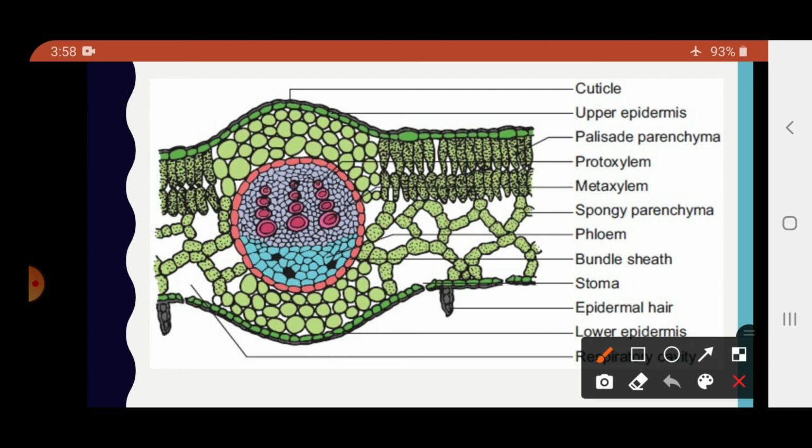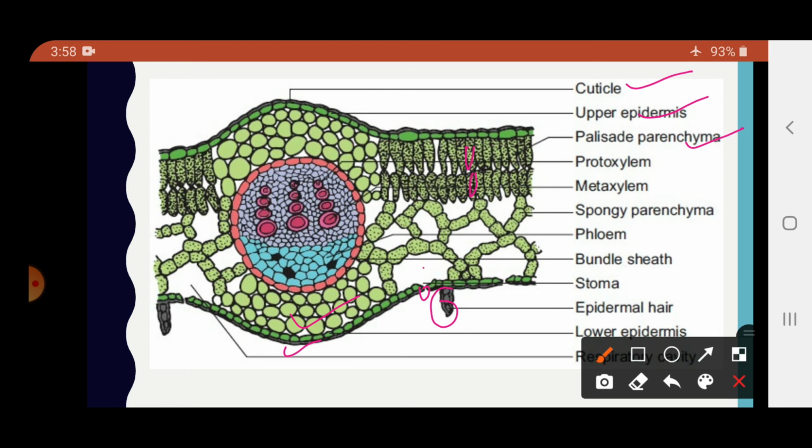See students, the outer layer is cuticle, then there is the upper epidermis. These are the elongated cells occurring in two layers, which are called which type of cell? They are called the palisade parenchyma. The lower part is called the lower epidermis with cuticle. This is the epidermal hair. Now this is the stomata. Now below that there are the spongy cells.